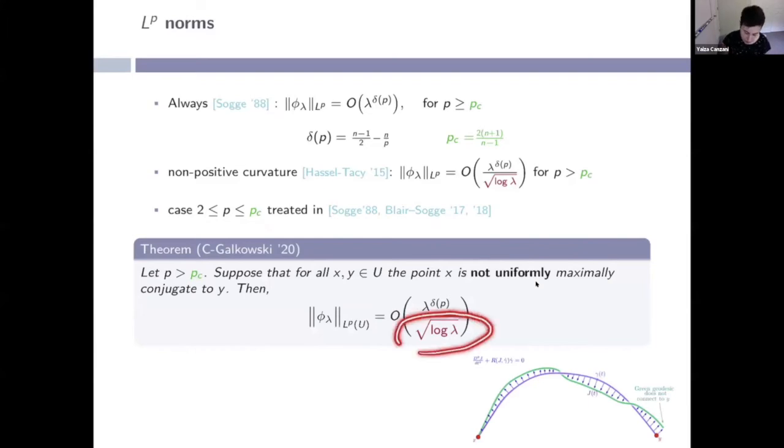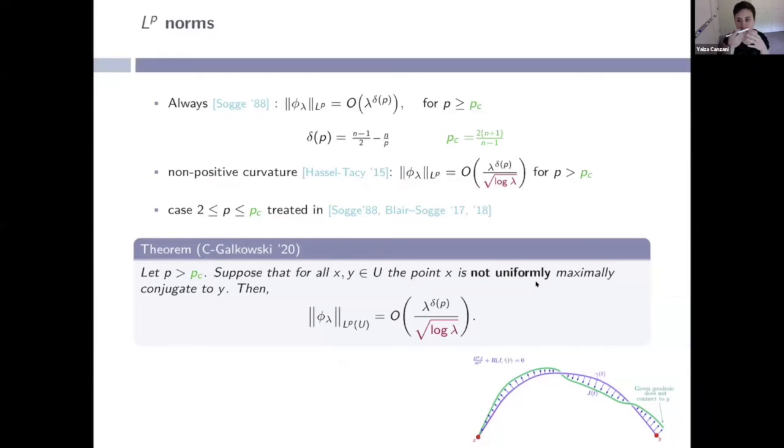We can get a logarithmic improvement on the Sogge upper bound if we ask the following. We are going to look at LP norms over a subset U of your manifold. And what we are asking is that for any pair of points X and Y in U, the point X should not be uniformly maximally conjugate to Y. What that means again is that if you have X here and Y here, there should be one direction in which geodesics are spreading apart when you get all the way up to Y. Under this assumption, we get this logarithmic improvement, which in particular recovers Hassell and Tacy's result because this assumption works when you have no conjugate points.